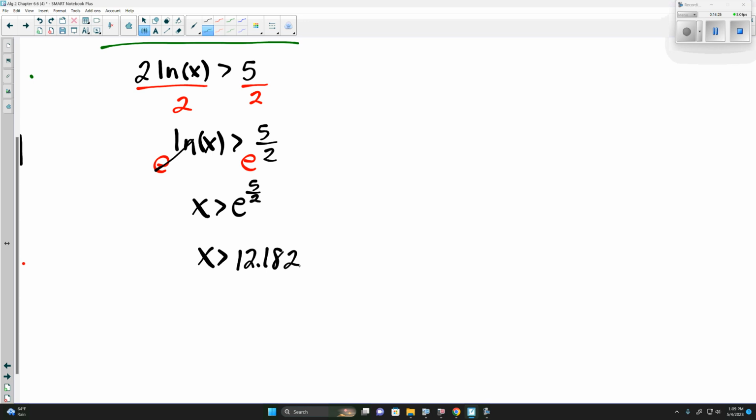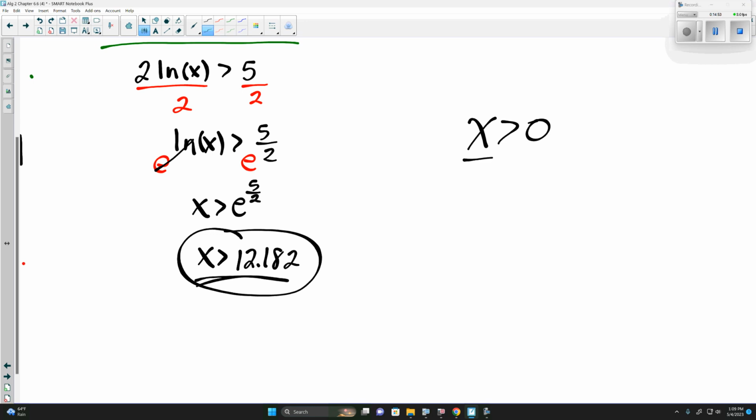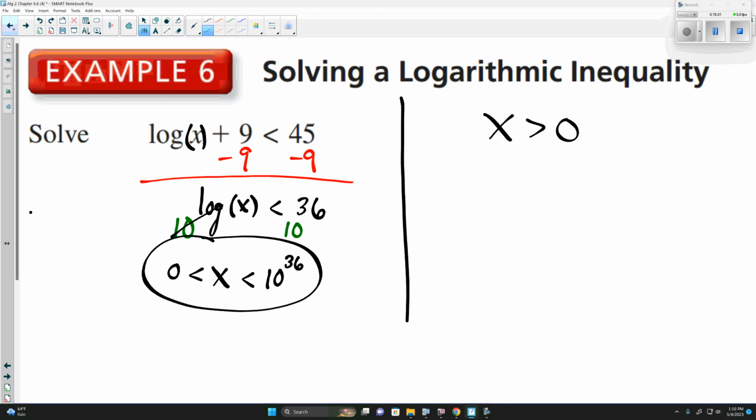Now, our restriction, we didn't say it at the beginning, but x was by itself inside the log, so x has to be greater than 0, yes? Is 0 greater than 12.182? No. So since it's not bigger than it, it doesn't make a true statement when plugging it in. We don't have to include it. Because every number greater than 12.182 is already greater than 0, so we don't have to add it.